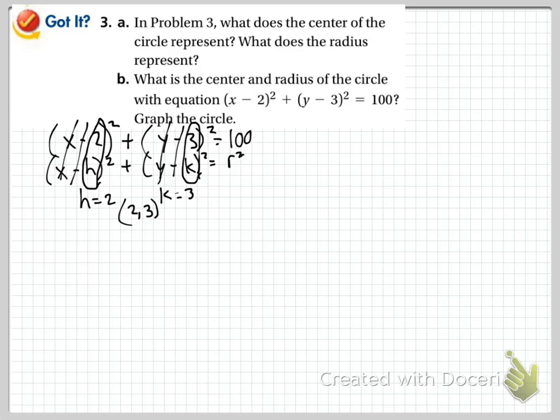Now my r squared doesn't match up with anything there. So I'm going to rewrite this. 10 squared is the same thing as 100. So now my squareds cancel out and my r, my radius, is 10. So let's draw our graph on here.